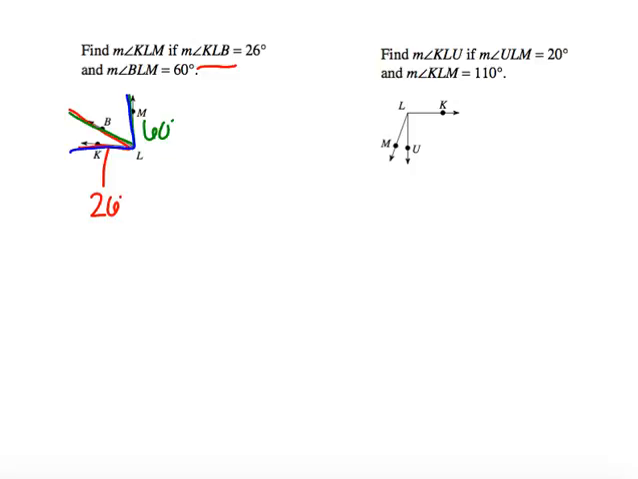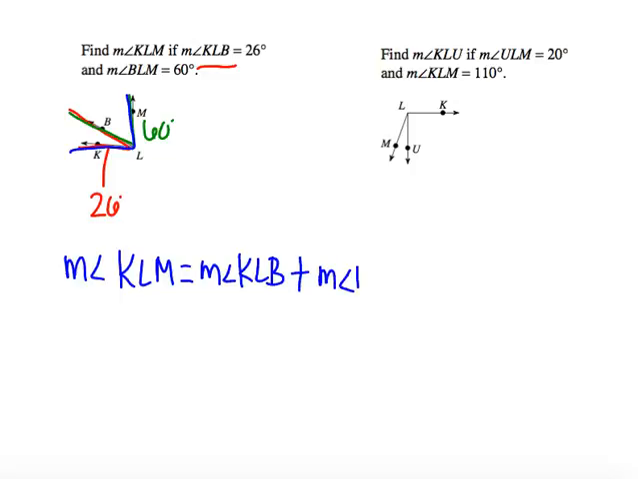Luckily for us, we see that the big angle is just made up of our 2 smaller ones. So all we have to do, let's first write this out. Our big angle KLM is just our 2 smaller ones added together. So let's just plug in what we know. We know that KLB is 26 and BLM is 60. So adding those together, we get 86 degrees.